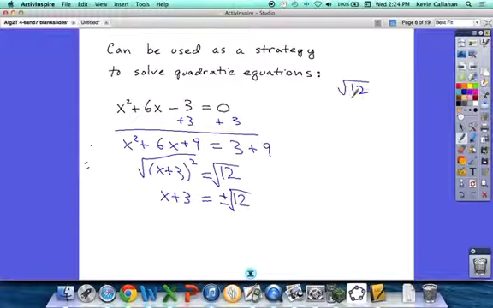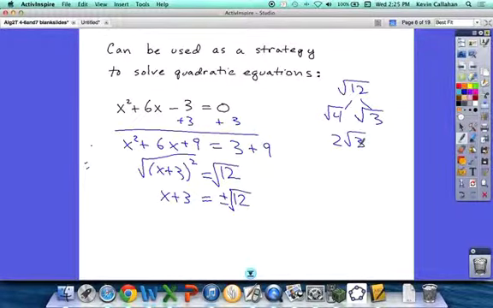Okay, so the 12 is not a perfect square, so I cannot simplify all of this. But does it have any factors that are perfect squares? 4 times 3. So you're going to split this up into 4 times 3. The square root of 12 is the square root of 4 times the square root of 3. And then what is the square root of 4? 2.